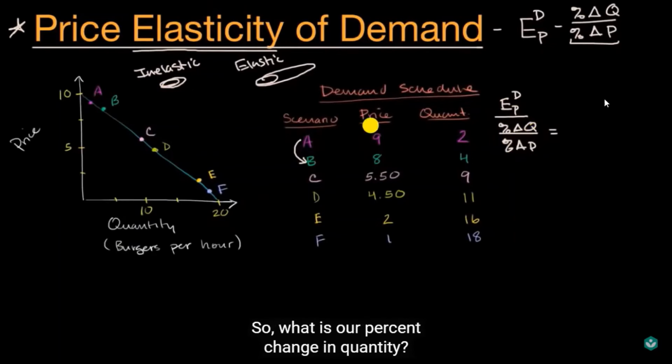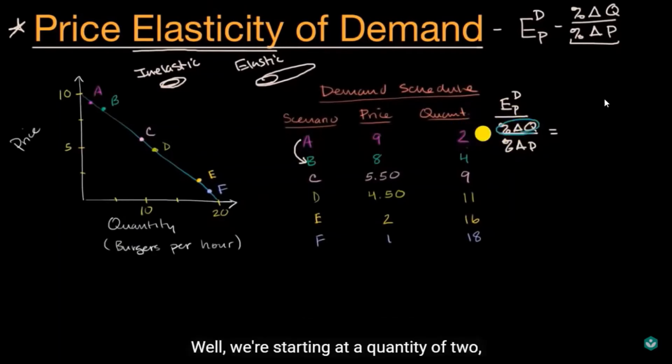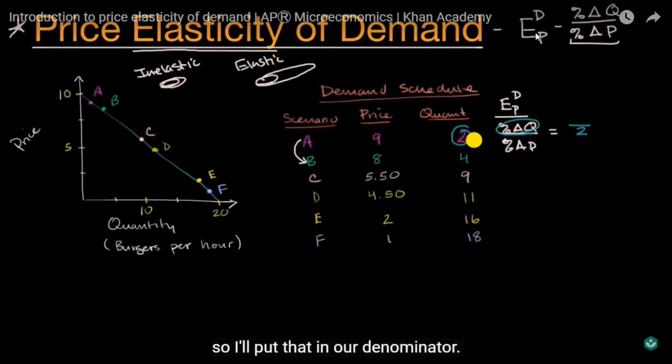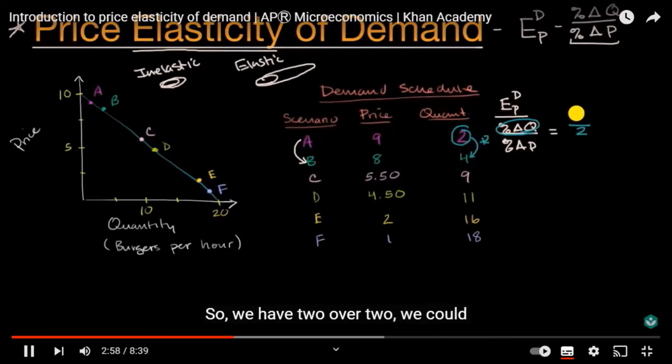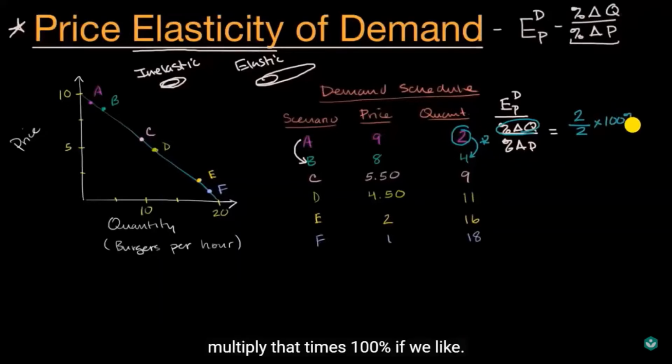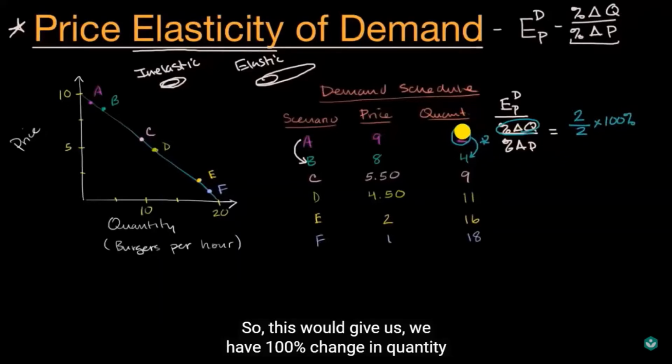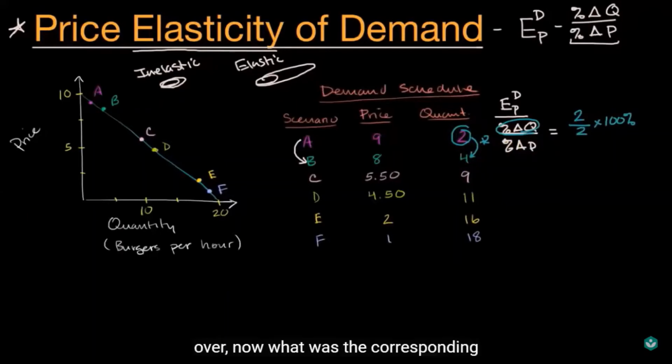So what is our percent change in quantity? Well, we're starting at a quantity of 2. So I'll put that in our denominator. And we're going from 2 to 4. So we are adding 2. So we have 2 over 2. We could multiply that times 100% if we like. So this would give us 100% change in quantity over, now what was the corresponding change in price?